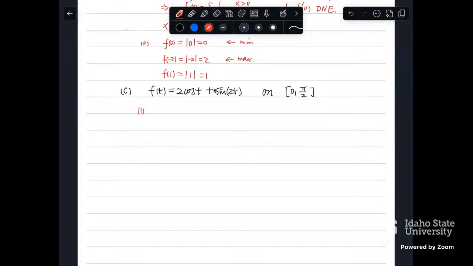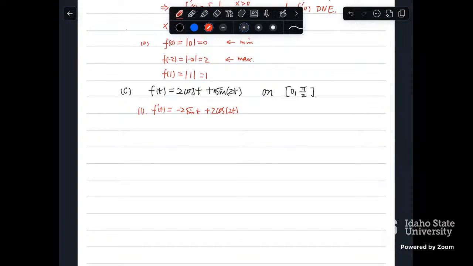So the first step, we try to find the critical numbers. So we take a derivative. So what's the derivative? -2 sine of t plus cosine of 2t times 2. Okay. And for the second part, you need to use the chain rule.